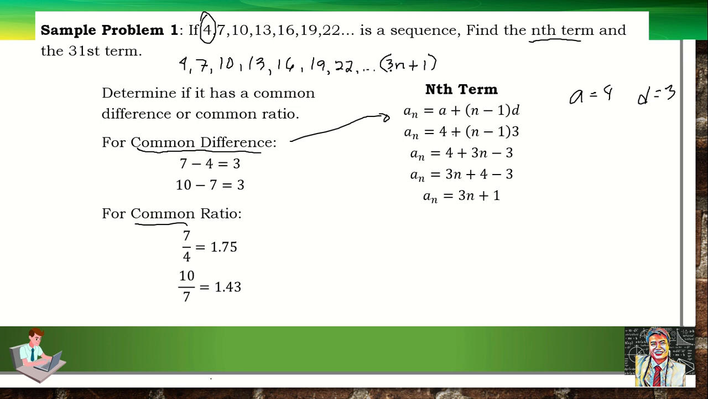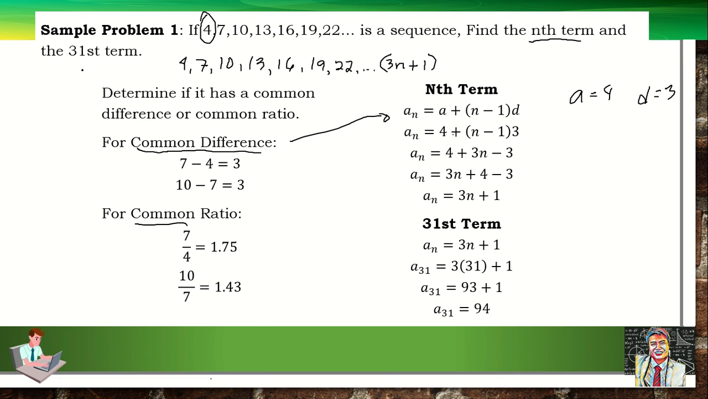Meron pa tayong isang hinahanap, the 31st term. Since may formula na tayo, which is 3n plus 1, gagamitin natin. So, A sub 31 is equal to 3 times 31 plus 1, which is 3 times 31, that is 93, plus 1. So, A sub 31 is equal to 94.